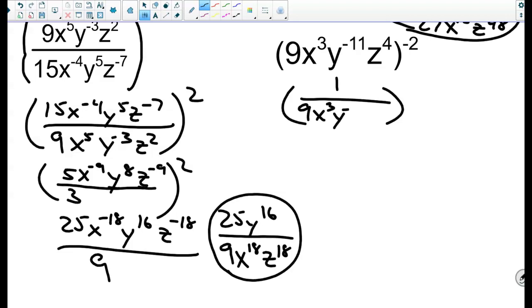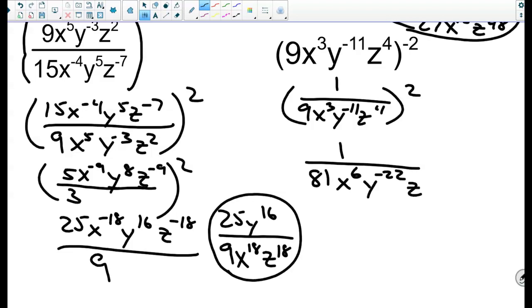9x to the third, y to the negative 11, z to the fourth, and now this becomes squared. I square everything. 1 squared is 1. 9 squared is 81. X to the 6th, y to the negative 22, and z to the 8th.